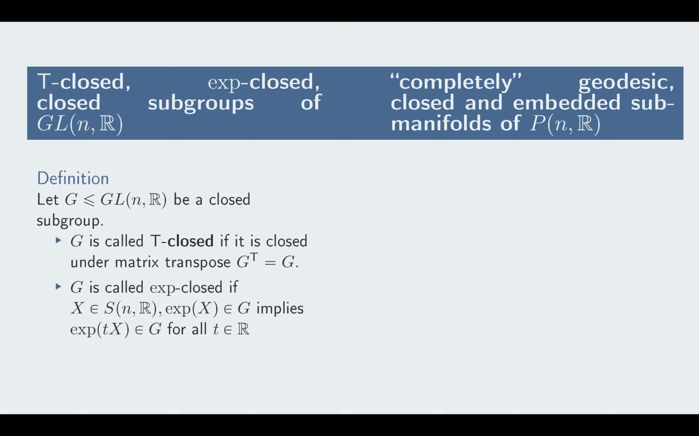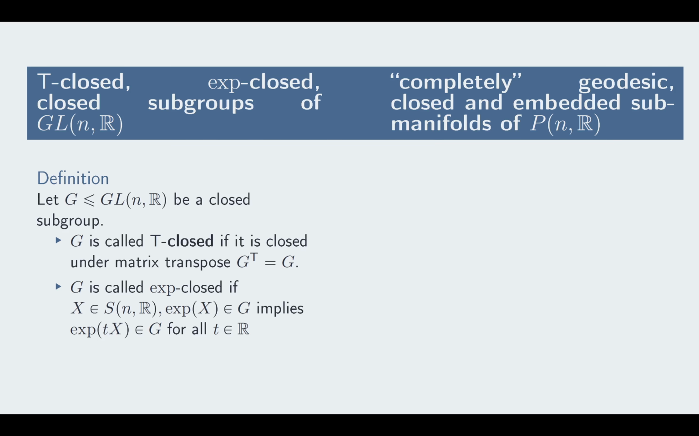We will construct them by considering subgroups of GLNR. So take a closed subgroup of GLNR, which is closed under transpose of matrices, and there is another condition, needed for the completely geodesic part, which I call exponentially closed. You just have exponential of x in G implies exponential of Tx in G. That condition is needed, but not for all x, you just need that to be satisfied for a symmetric matrix.